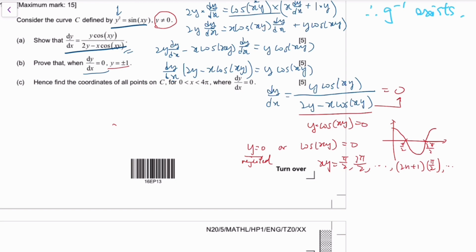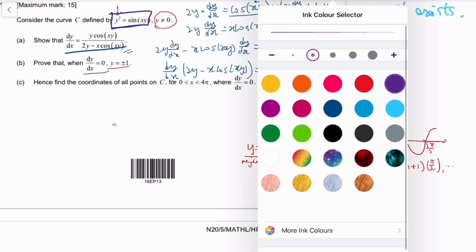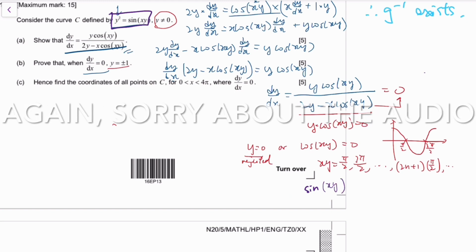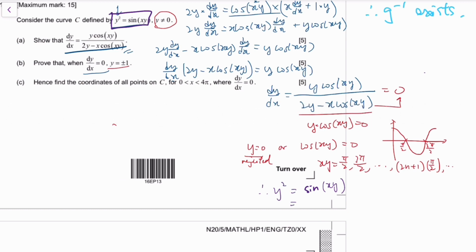Now on the other hand, we do have the condition of this. When you take sine of x times y, you have to get y squared. Therefore, if I take sine of x times y, which is the same as y squared, it would be the sine of all the odd multiples of pi over 2, for some n.